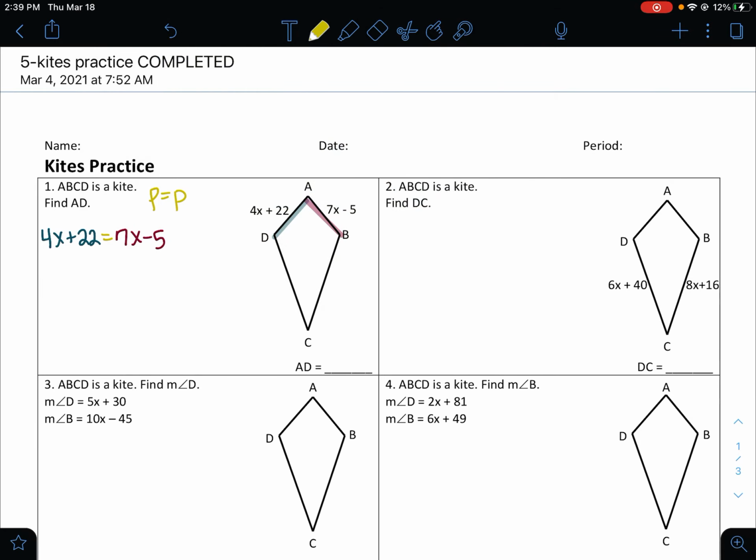If I take 4x away from both sides, I get 3x. If I add 5 to both sides, I get 27. Divide both sides by 3, I get 9. All right, so x equals 9. You are not done. Stop thinking you're done.